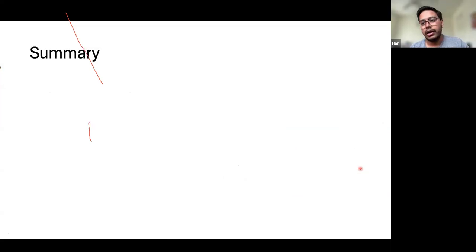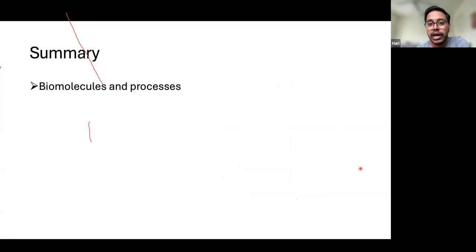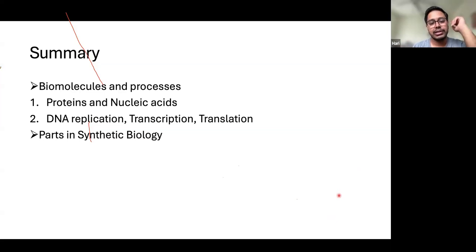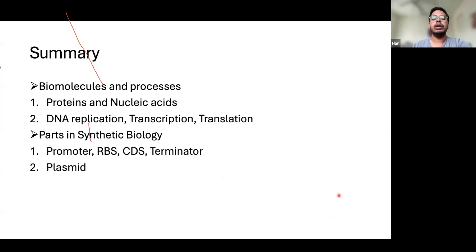So finally, to just summarize the topics that we looked at today. We looked at the biomolecules and the processes that happen in the cells. We have two important biomolecules, proteins and nucleic acids, and the important processes that precede protein synthesis are DNA replication, transcription, and translation. And then we talked about different parts in synthetic biology, which are the promoter, the RBS, CDS, and terminator, and we saw how each of those parts affects gene expression, and how we assemble all those parts onto a plasmid.